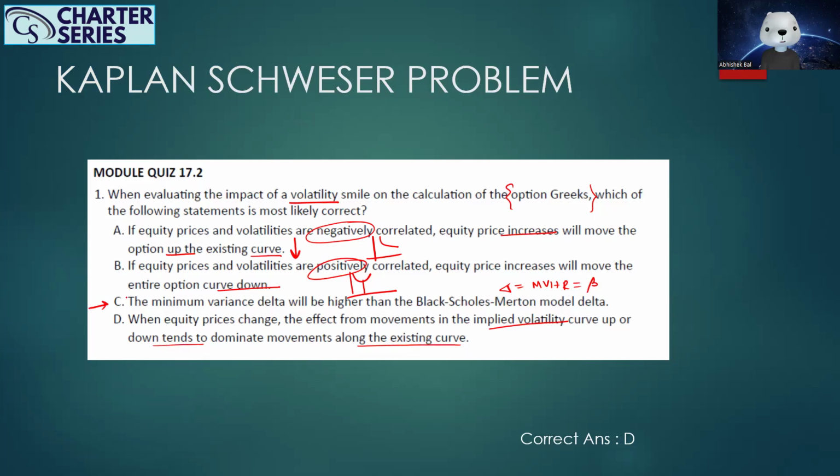This is a debatable topic, I tell you, but in general, this is incorrect because we just saw that the minimum variance delta as derived from the volatility surface is equal to the BSM derived delta plus vega into the rate of change of implied volatility with respect to the rate of change of the underlying stock. And this factor is in general negative, and vega is always positive. Hence, obviously, the overall thing is going to be less than that of the BSM model.